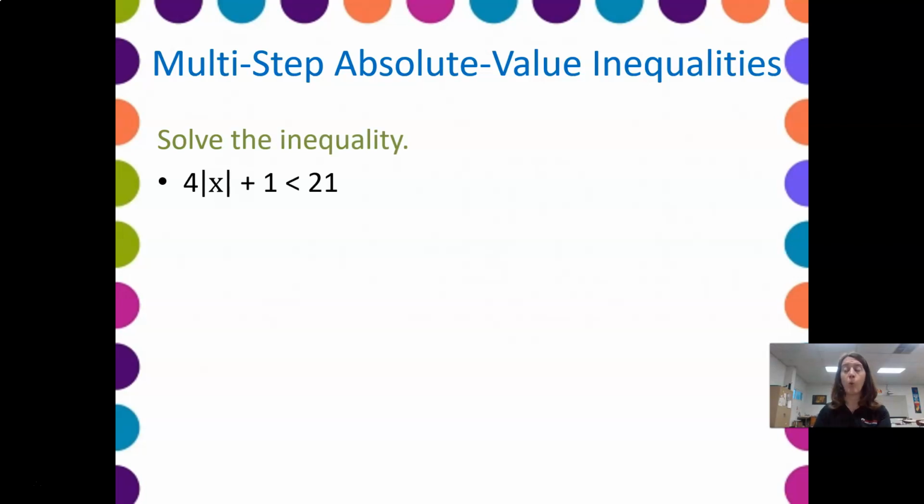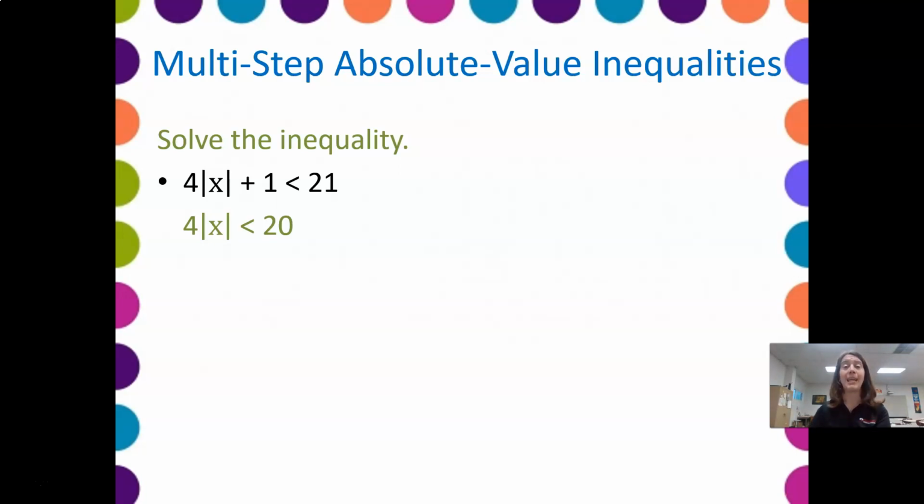So our first one, 4 times the absolute value of x plus 1 is less than 21. Again, step number 1, I have to isolate the absolute value sign. The way to do that is just like if you're solving an equation. Do we get rid of the times 4 first or the +1? We would get rid of the +1. Well, how do I get rid of a +1? I would subtract 1. So 21 minus 1 gave me 20. So I have 4 times the absolute value of x is less than 20.